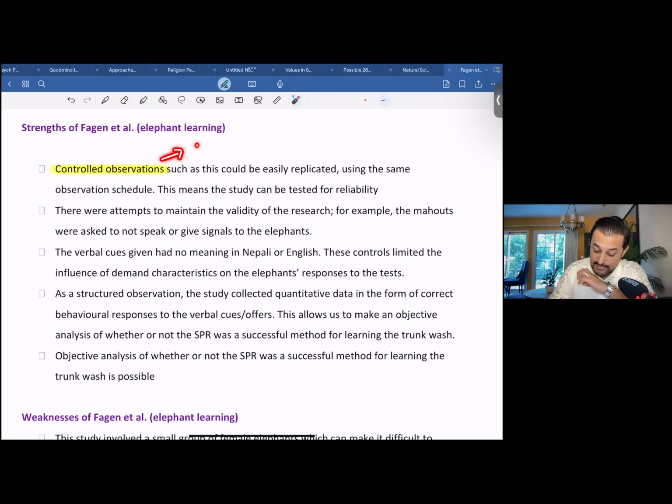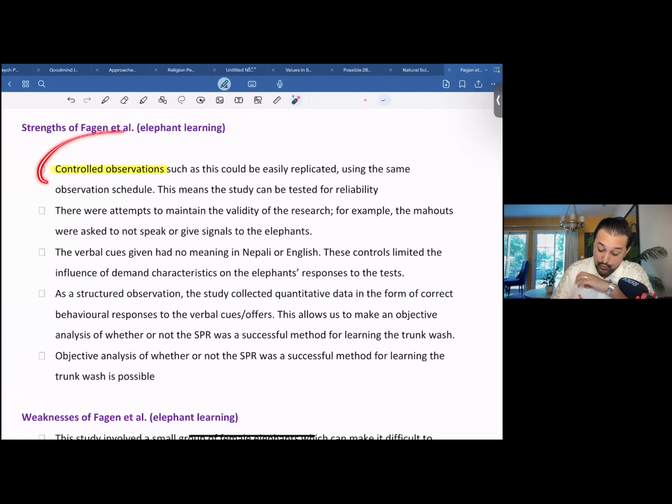This particular study is not an experiment. For a study to be an experiment, there has to be an independent and a dependent variable. They were not used over here. There was no IV or DV in this study, right? This study could be referred to as a controlled observation, also as a structured observation, right?